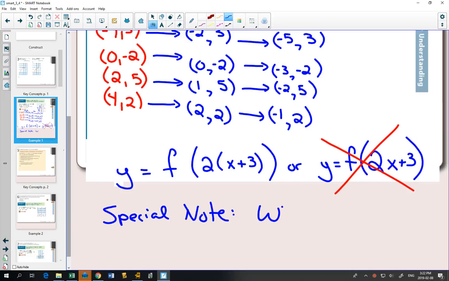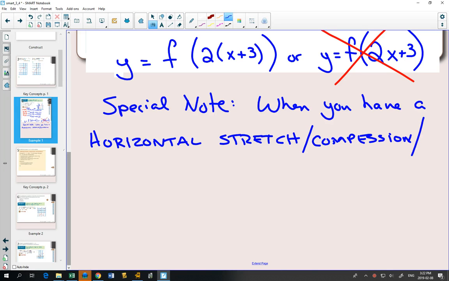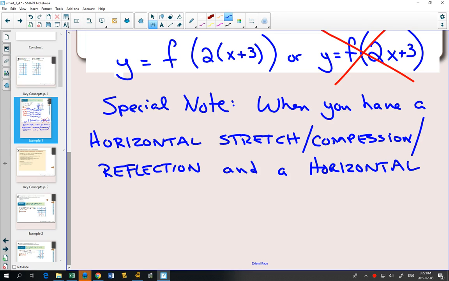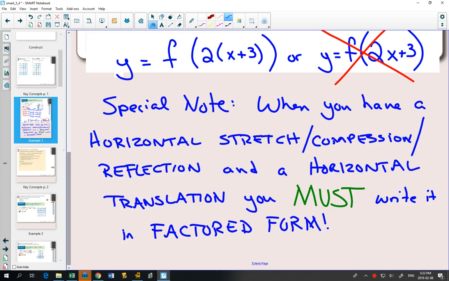Special note. When you have a horizontal stretch, and this time I'll write them all out, compression, or even a horizontal reflection. And a horizontal, big capital letters again, translation. You, capital letters, different color, must write it in factored form.